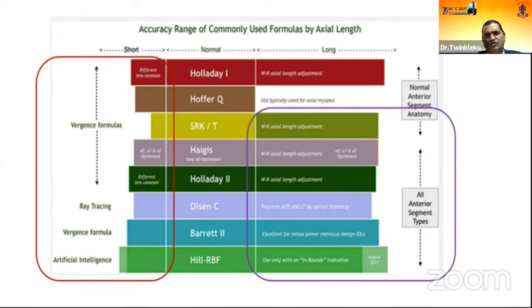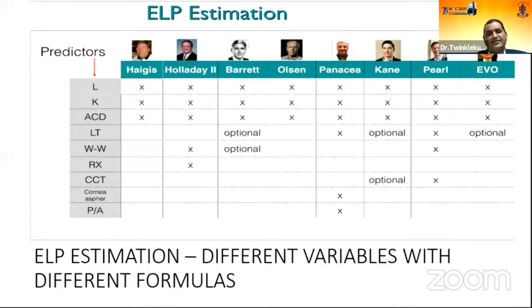All these formulas from the third generation onwards are very good for normal eyes, but for short eyes or long eyes they do not work very well. The newer formulas, other than the vergence formulas, like ray tracing technology or artificial intelligence, definitely have more of a role here. Another important thing is the anterior segment anatomy. When it is normal, the older generation formulas work very well, but when the anterior segment is not so good compared to the other structures of the eye, then we need other formulas like these. So nowadays the predictors have changed over time.